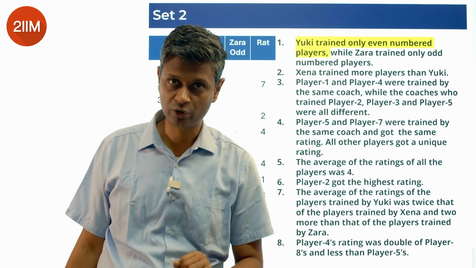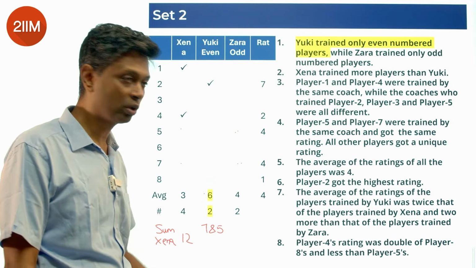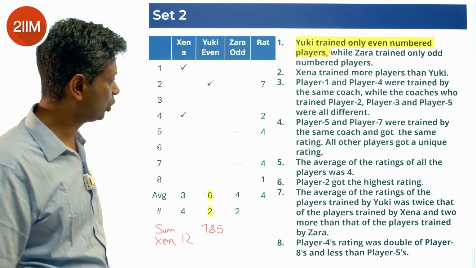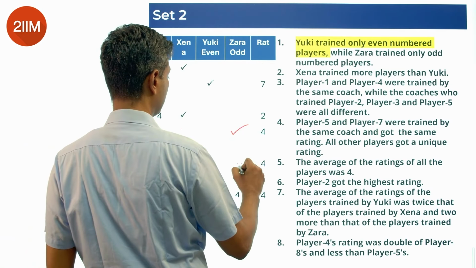There's only one person who gets a 2 rating. So this 4 and 4 has not been trained by Zena. It could not have been trained by Yuki. So both are trained by Zara.